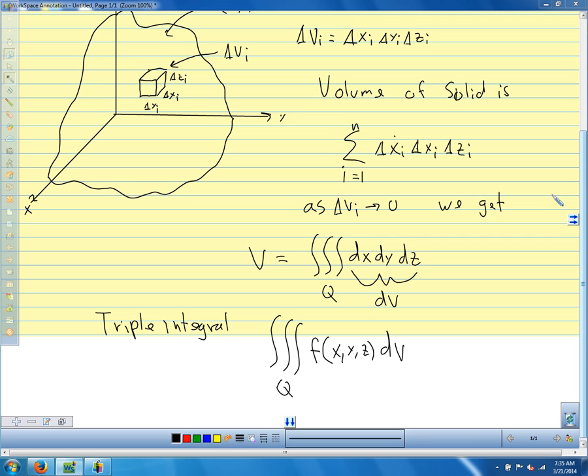So we're defining it in the same way that we defined a double integral. And we're going to evaluate triple integrals with a theorem similar to Fubini's theorem. We're going to evaluate them as iterated integrals. So we just have 3 iterated integrals rather than 2 iterated integrals.